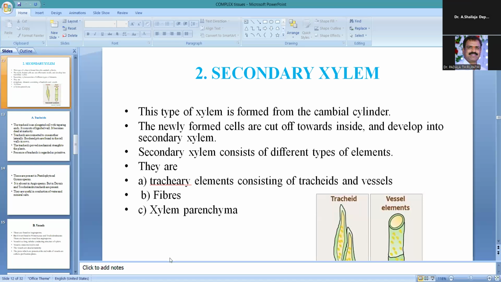Secondary xylem consists of different types of elements. They are tracheary elements consisting of tracheids and vessels, fibers, and xylem parenchyma. So these are the four types of elements present in the secondary xylem. The tracheary elements are of two types, that is tracheids and vessels. See here, the diagrams are there. This is a tracheid, this is the vessel element.